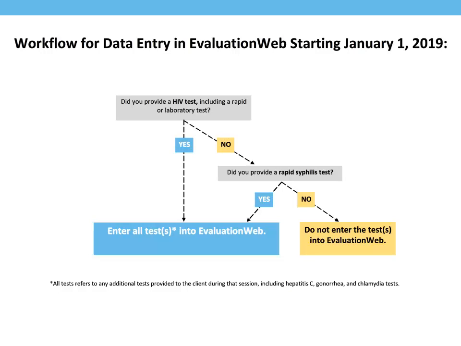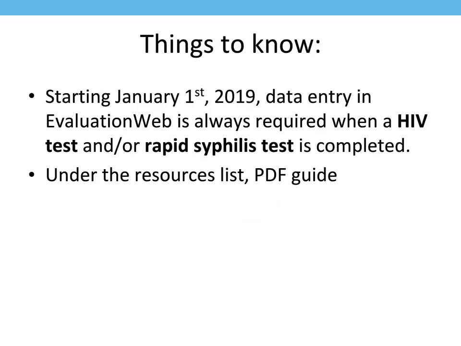But if a site provides only a hepatitis C, gonorrhea, or chlamydia test without an HIV or rapid syphilis test, those tests would not be entered into EvaluationWeb. This is a change from the current EvaluationWeb where only HIV tests are entered. More details about the workflow and different scenarios in which test data should be entered into EvaluationWeb can be found in the PDF guide under the resources list.